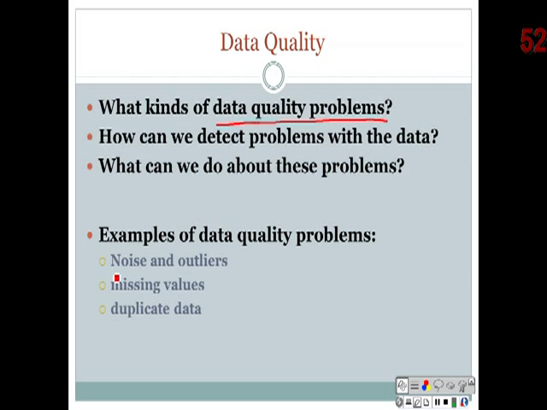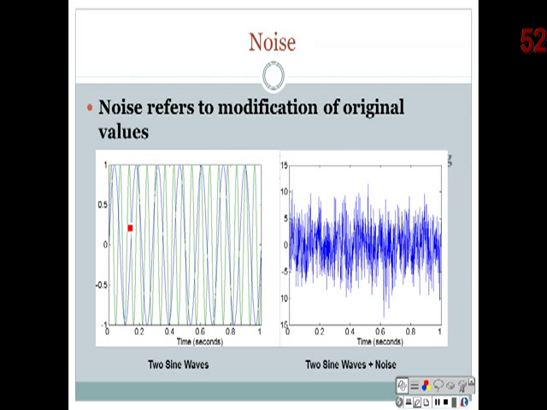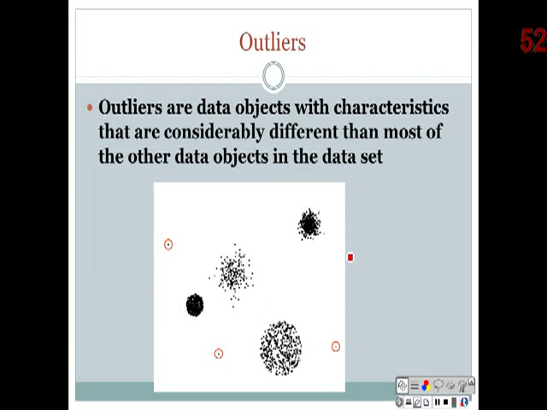So we have some kind of noise and outliers. We have missing data, and the most important problem, the biggest problem, is duplicate data. Sometimes the duplicates will not have the same naming, so you have to know which one is which to be able to rule out the duplicate. This is one example of noise: two sine waves like this, but when you add the noise, they are completely distorted.